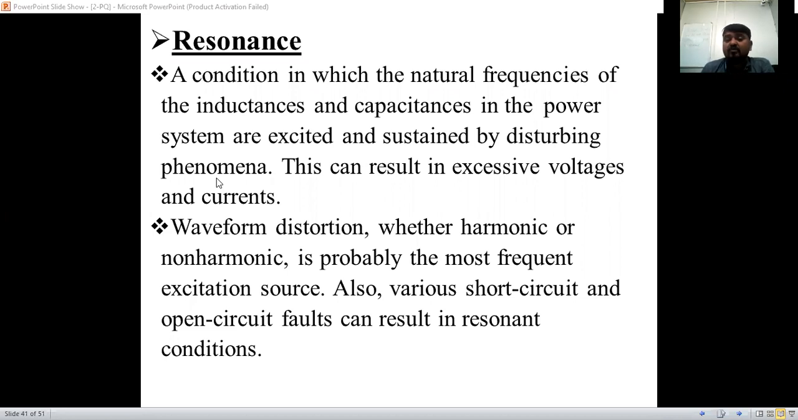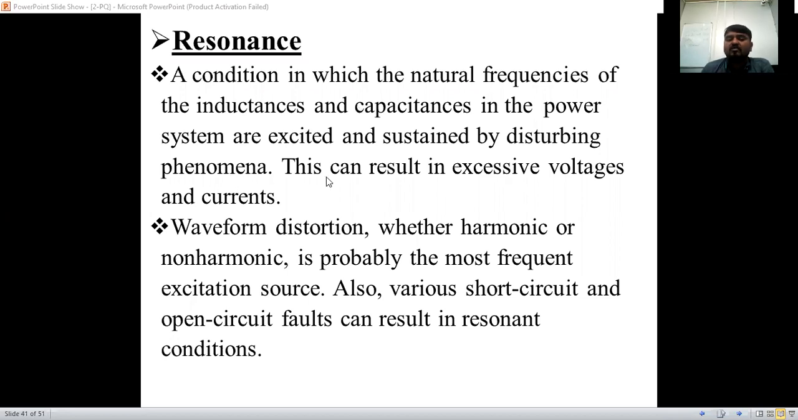If it is more than one, that we are going to call a sustained fault or sustained harmonic, a sustained disturbance. It is something we have to define manually and solve. Like that, these systems are excited, the inductance and capacitance, sustained by disturbing phenomena. They are sustained, that is, they stay in the system for more than 1 minute.